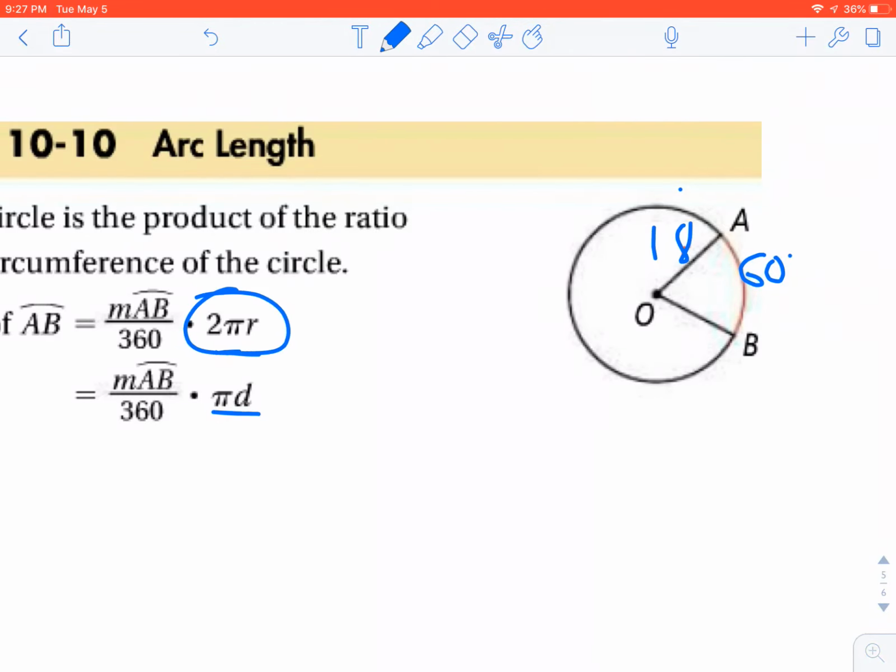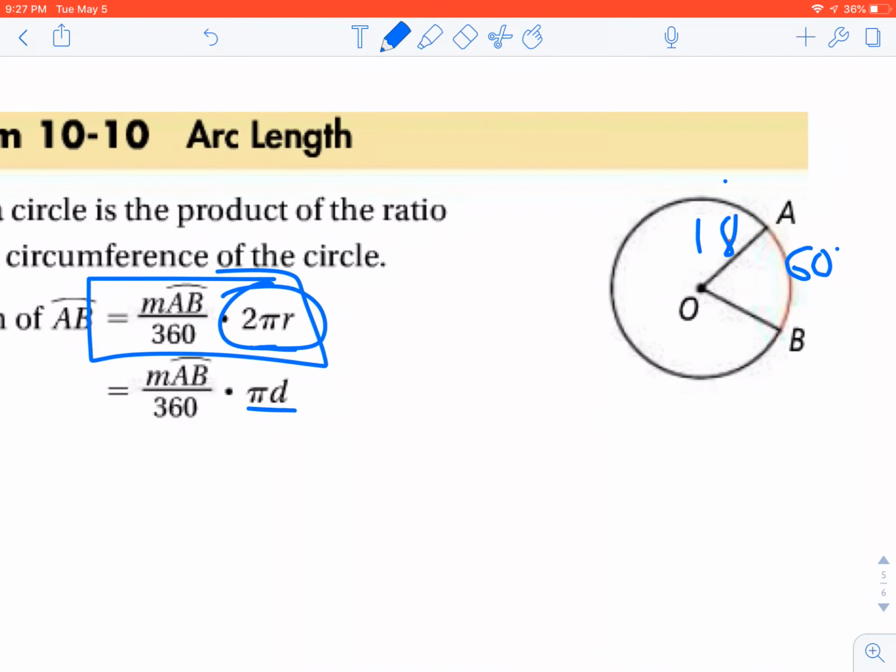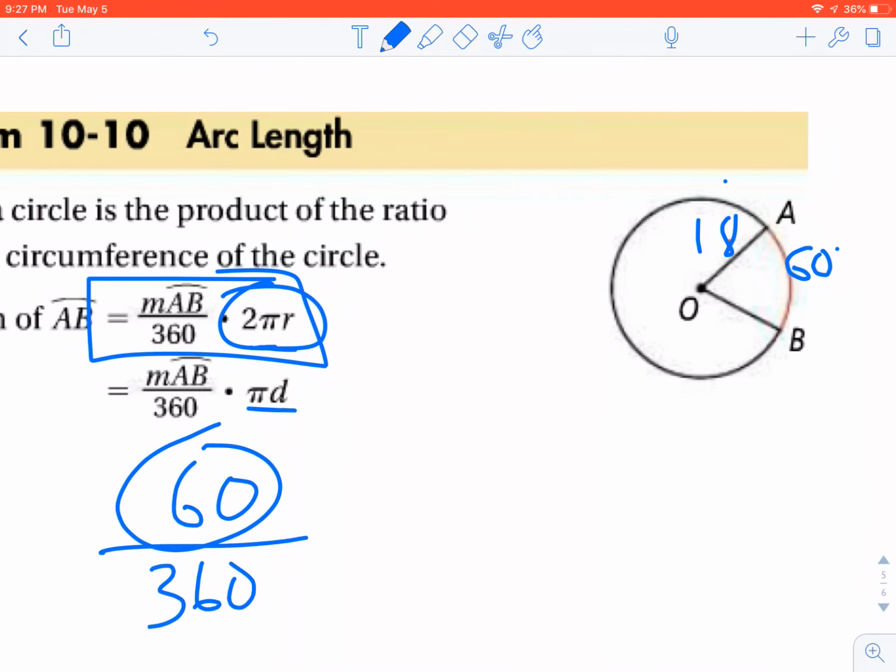So we would have to use this formula. And this formula says to take the measurement of arc AB. Well, the measurement of arc AB is 60 degrees, and we're going to put that over 360. It's the part that I want over the entire circle. I'm going to multiply that by 2 times the radius. Well, the radius is 18. Multiply that by 2 is 36.